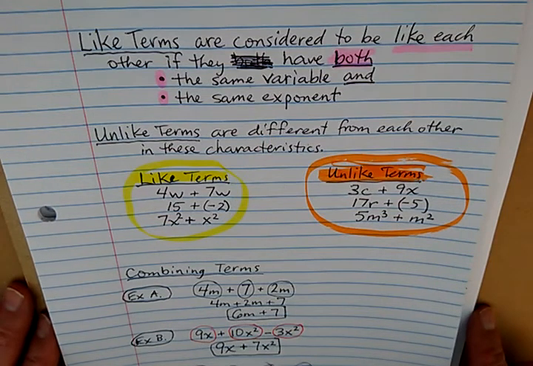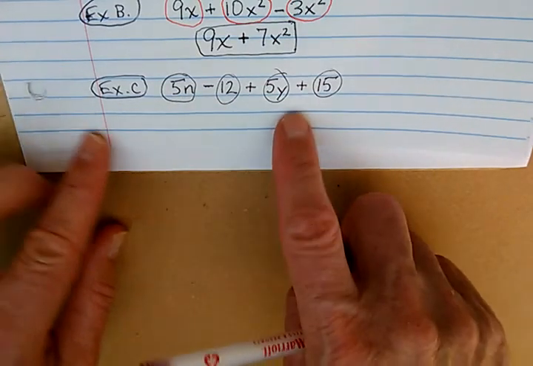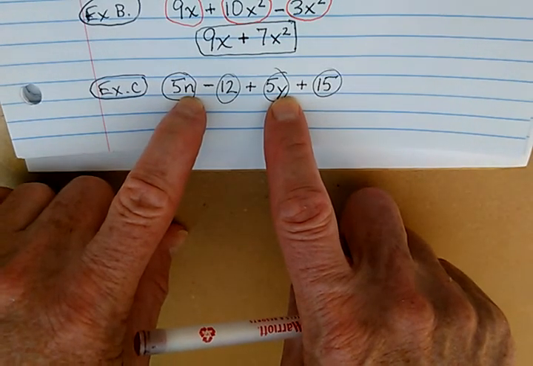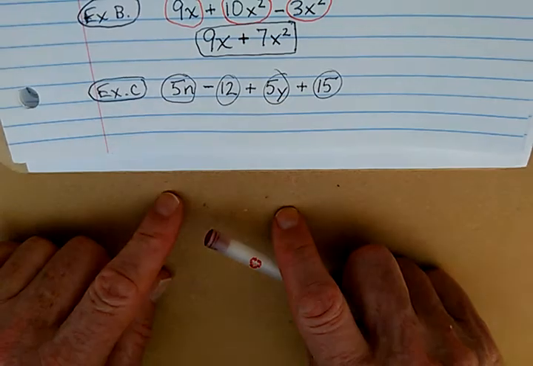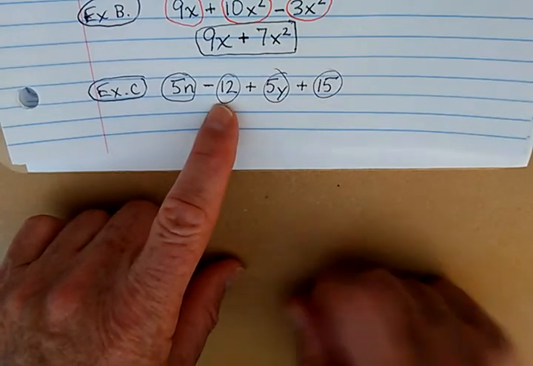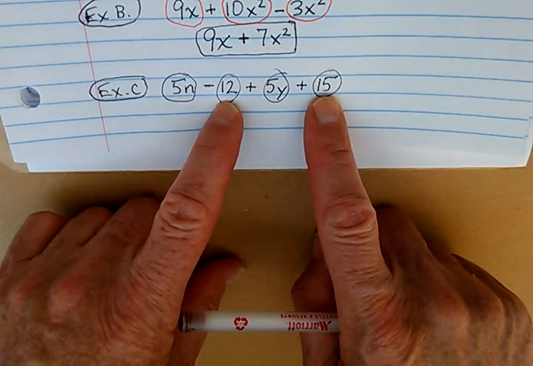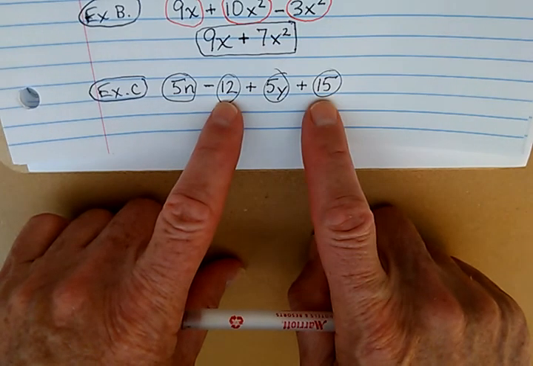So let's look and see if these have the same variable. 5n and 5y have a different variable. So these are not like each other. We can't add those together. What can we add together? Oh, there's a 12, that's a number, and a 15, that's a number. They don't have any variable and no exponent. That means they are the same. So these are like terms that we can add together.